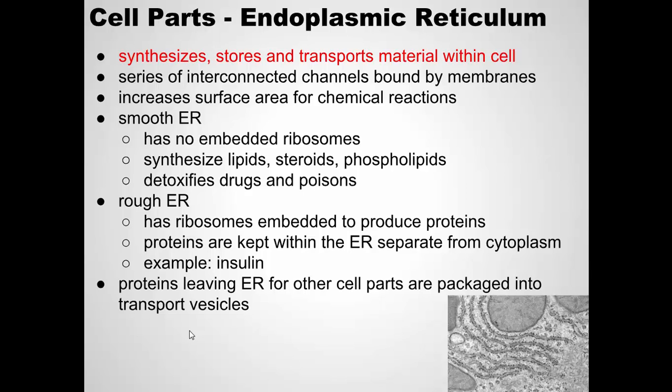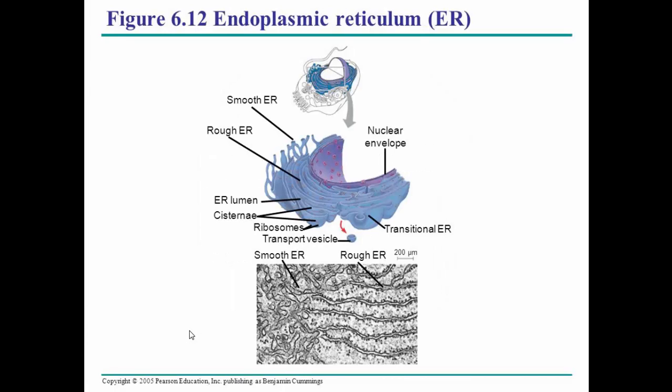And those proteins that are going to be leaving the ER for other cells are packaged up into these little vesicles, these little bubbles to transport them. This is what the ER looks like. It's near the nucleus. The rough ER has the ribosomes. The smooth ER does not have attached ribosomes.